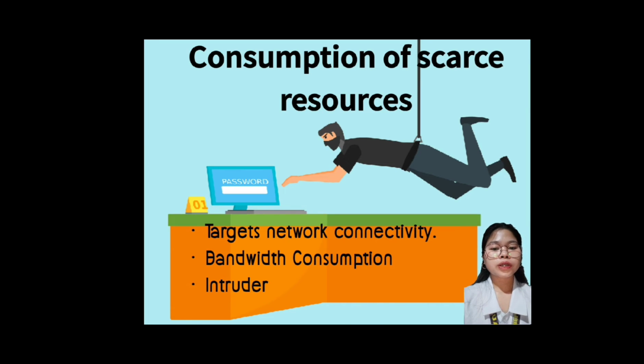Consumption of scarce resources. So, first is target network connectivity. So, sa part na ito is pwede mong limitahan kung sino lang yung gusto mong mag-connect. For example, sa Wi-Fi. Kung gusto mong 3, then you need to put 3 gadgets only, the serial number. So, yung rest, hindi na makaka-connect kahit anong gusto nilang connect. Mag-error at mag-error na yun. So, sa consumption of scarce resources, sa target network connectivity, ang goal nito is to prevent the host from connecting to your router.